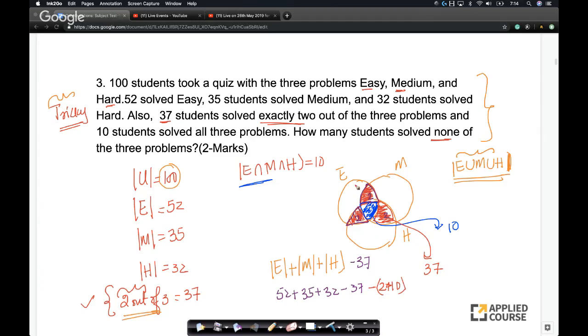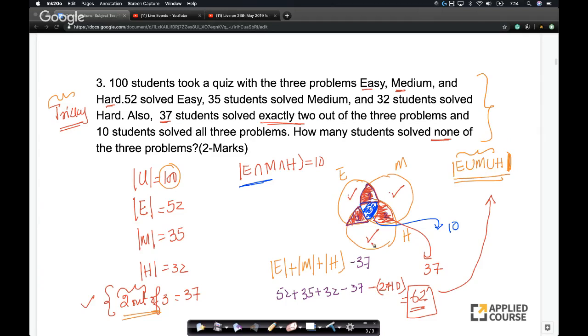Now every region is counted once: this region is counted once, this region is counted once, this region is counted once. This is counted once now because I've subtracted it once. This region is counted once, this region is counted once, and this region is also counted once because I've subtracted 2 times of this. Now, if you simplify this whole thing, you'll get 62. What is 62? 62 is the number of students who have solved at least one problem.